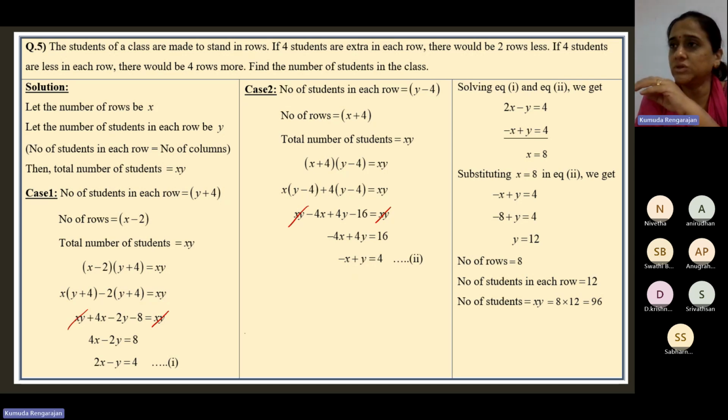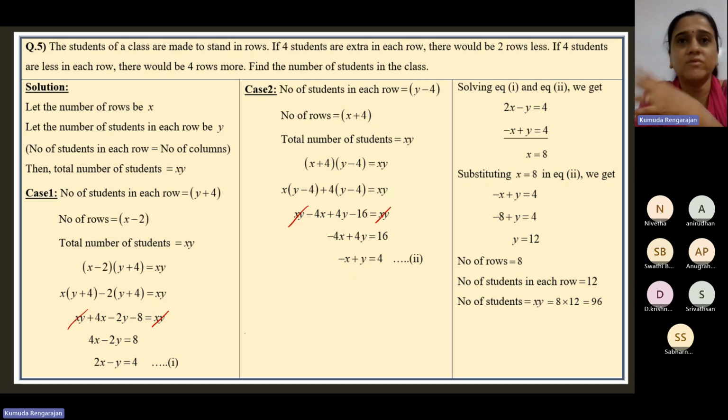So to construct the equation, number of rows into number of students in each row is equal to total number of students. Total number of students is XY because we have assumed the number of rows as X and the number of students in each row as Y. So how many students are there in the class? X into Y.